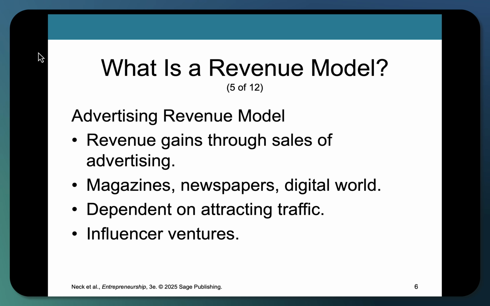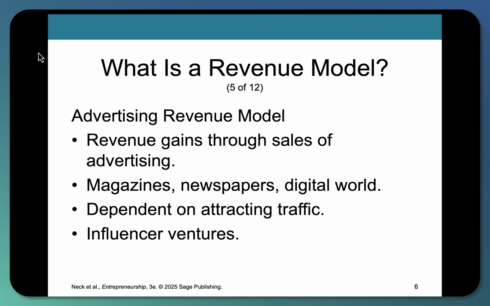The advertising revenue model relies on revenue gained through selling advertising for the product or service. Think of magazines and newspapers, for example, which charge for ads or for the space. If you look at a magazine like GQ or some other nationwide magazine, the advertisement you see in that magazine is a form of their revenue, right? They sell space in their magazine to advertisers.